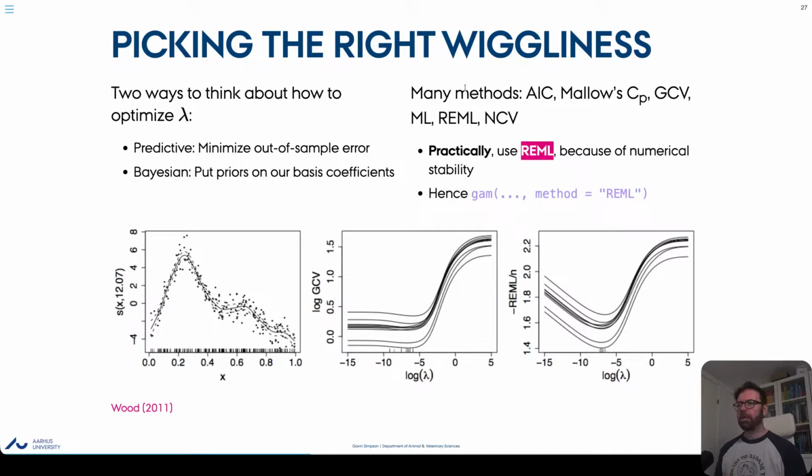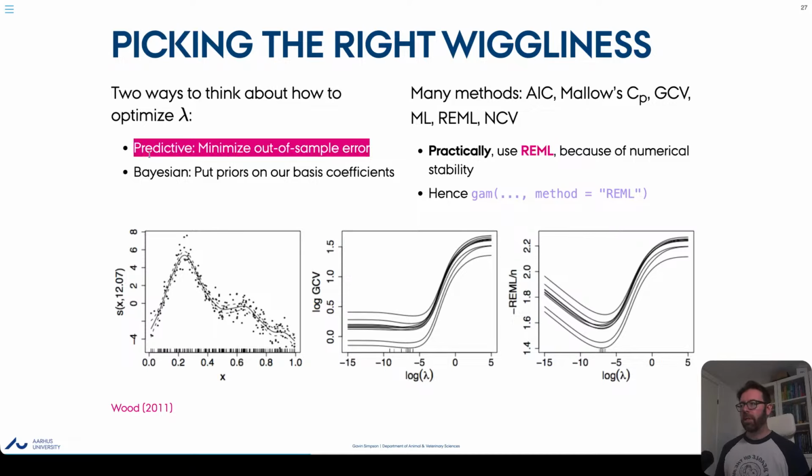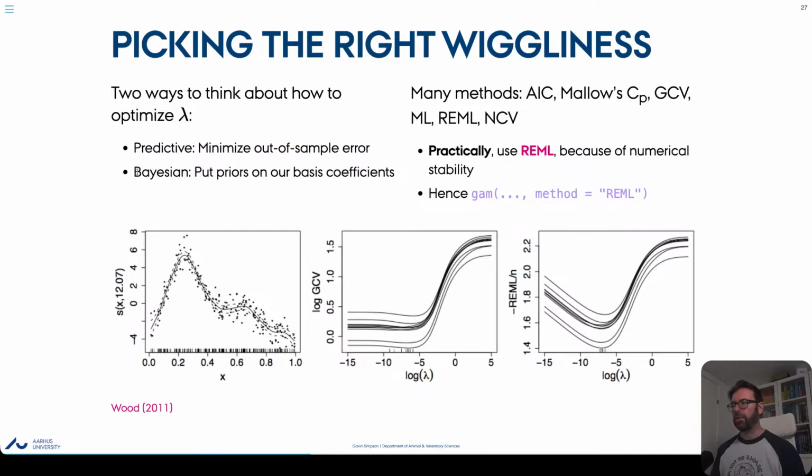Now, within each of these two groups, there are lots of different techniques that can be used that allow you to choose the smoothing parameters. MGCV implements all of the ones that I'm showing up here. The one that you mentioned earlier is REML, and it seems to be the thing that tends to behave best in a wide range of situations, and that's why we said method equals REML.